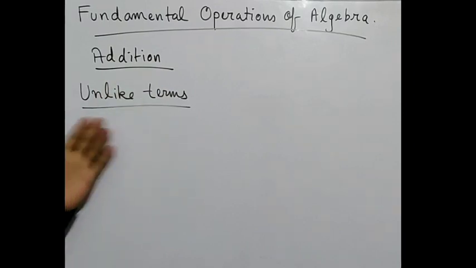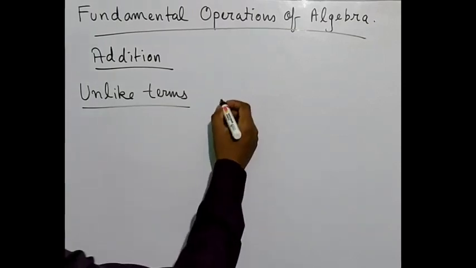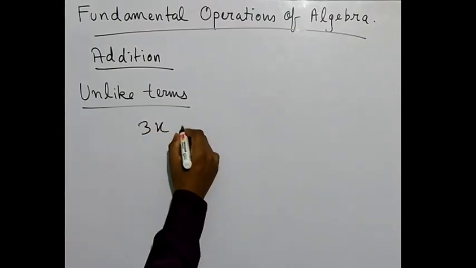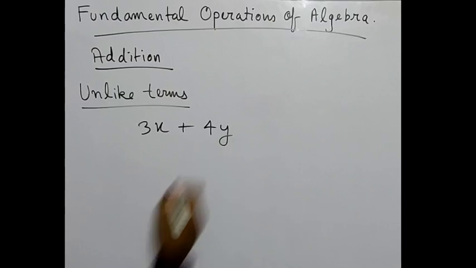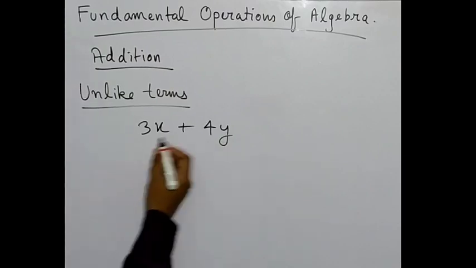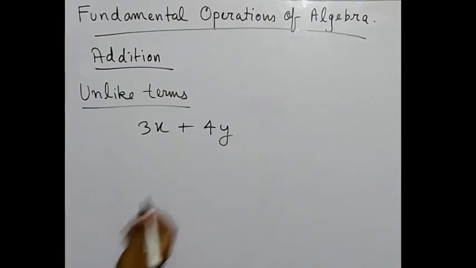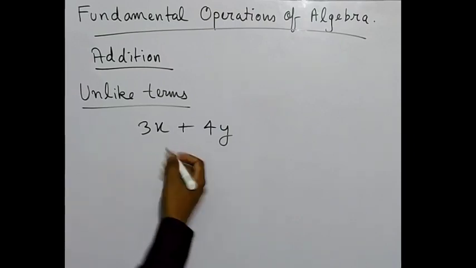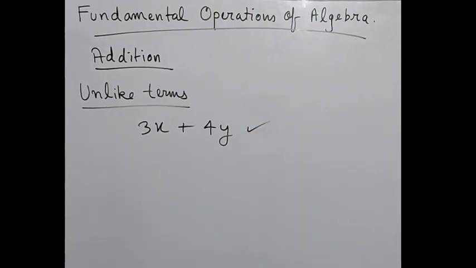Now in the previous lesson I had told you that unlike terms cannot be added. So if I add 3x plus 4y, now you see they are not like terms. So unlike terms cannot be added. So we leave them as they are. So the addition of these two terms will be the same. So we'll leave it like this.